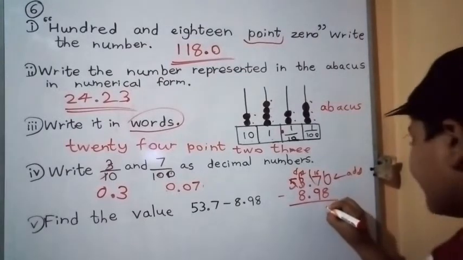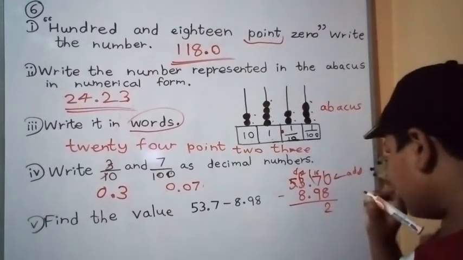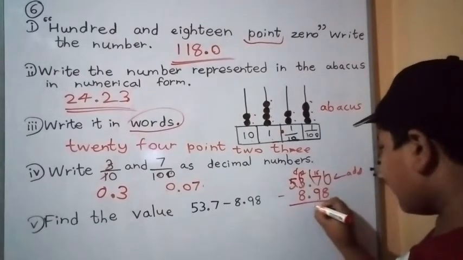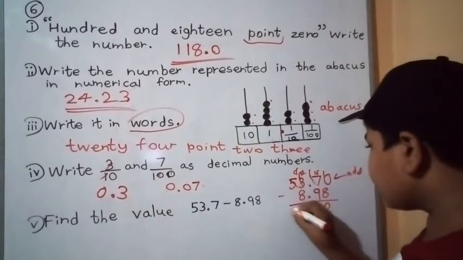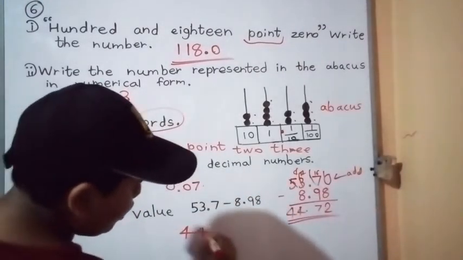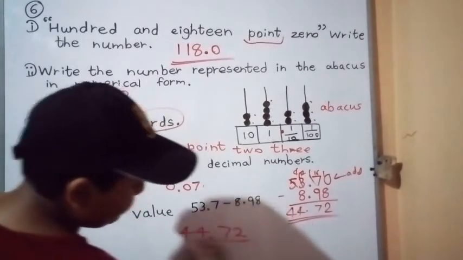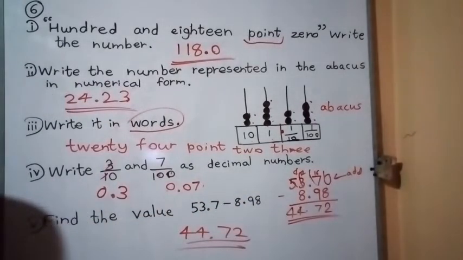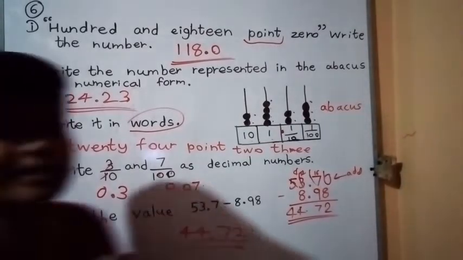Now 10 subtract 2 is 8, 16 subtract 9 is 7, 12 subtract 8 is 4, and 4 remains 4. Now you have the answer: 44.72. 44.72 is the answer.